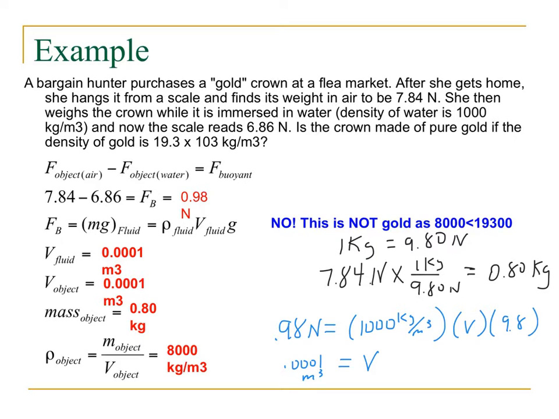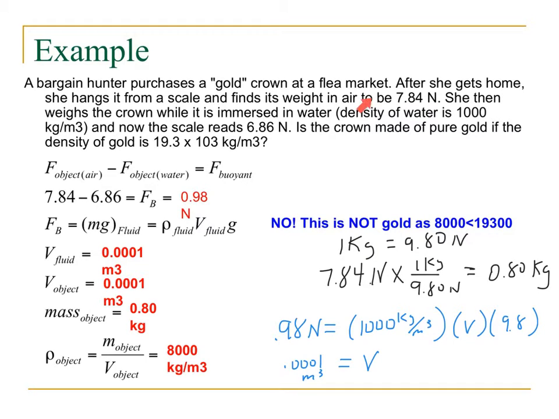And so 2.45 newtons of upward force is acting on the stone. Now let's look at one final example of Archimedes' principle. We have a bargain hunter that purchases a golden crown at a flea market. After she gets home, she hangs it from a scale and finds its weight in air to be 7.84 newtons. She then weighs the crown while it is submerged in water.